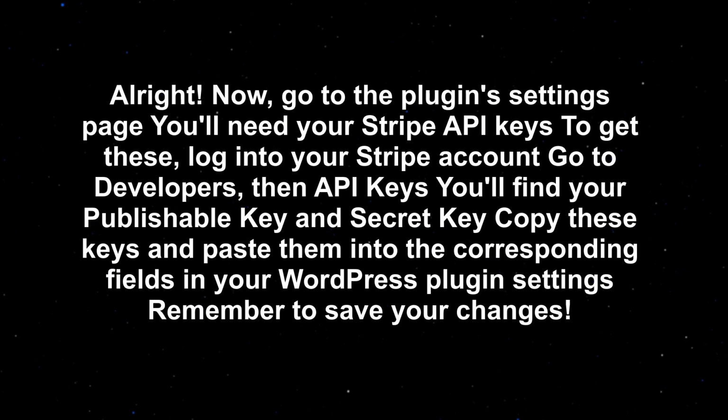Alright, now go to the plugin settings page. You'll need your Stripe API keys. To get these, log into your Stripe account, go to Developers, then API keys. You'll find your publishable key and secret key. Copy these keys and paste them into the corresponding fields in your WordPress plugin settings. Remember to save your changes.